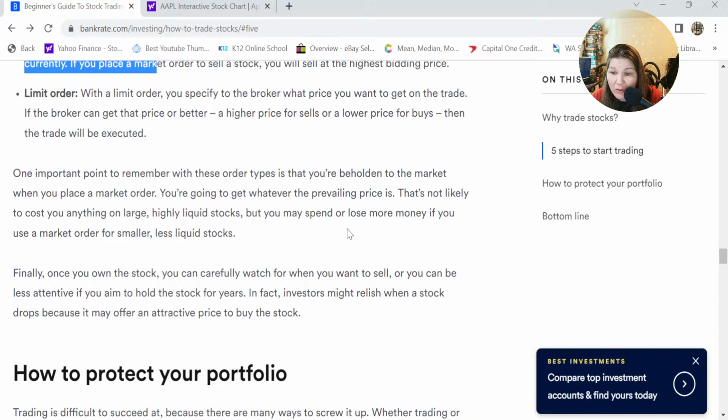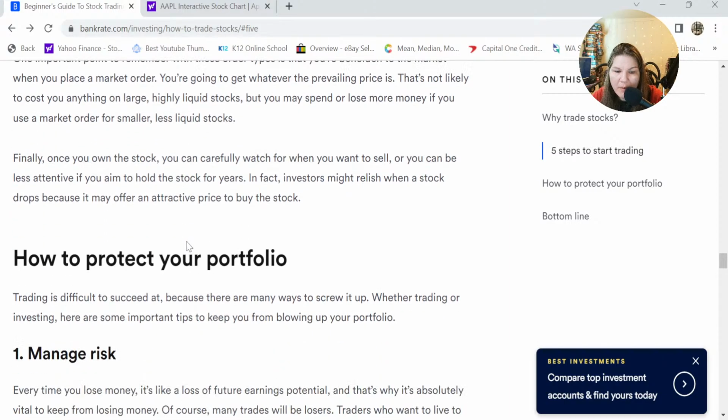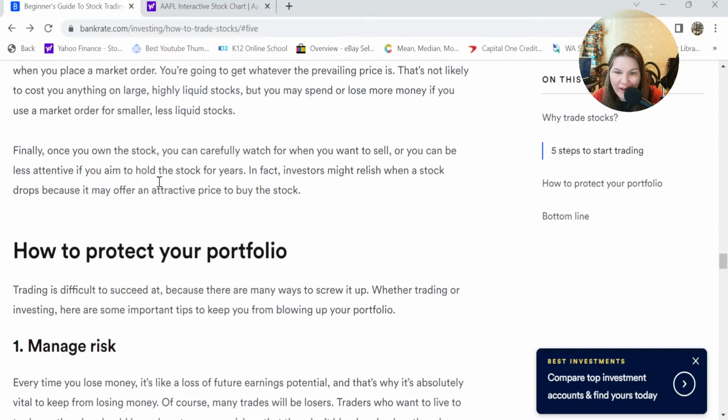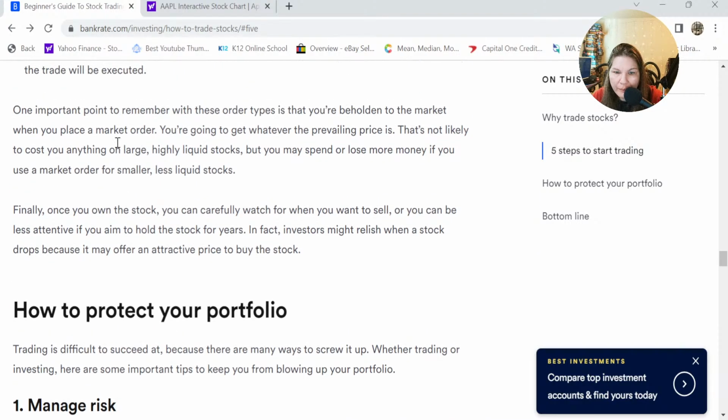But you may spend or lose more money if you use a market order for smaller, less liquid stocks. And that's what I did. But that's okay. You learn and you live and you learn, guys. You don't use a market order unless you want to get in super quick and you don't care about the price you're paying. Other than that, you make a limit order or other orders. There's other orders too, and we will learn about them.